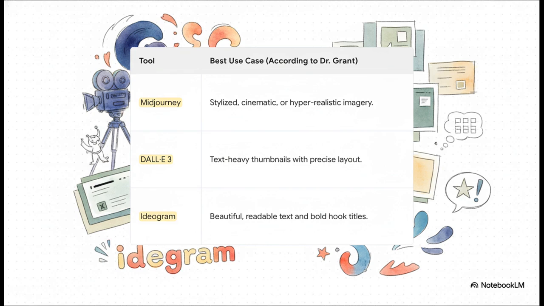So, Dr. Grant says, think of it this way. You use Midjourney when you're going for that super dramatic, cinematic, almost real look. But if your thumbnail needs really specific text and a clean layout, DALL-E 3 is going to be your go-to. And for those big, bold, beautiful titles that just pop off the screen, well, that's what Ideogram was made for.